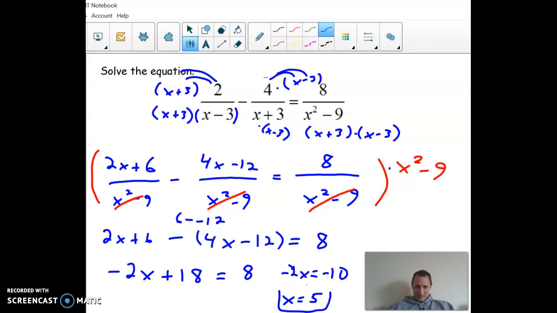All right, that one's kind of a fun one. I find kids actually do pretty good with this because they can just tell that the common denominator is going to be x squared minus 9. But, all right, hopefully that helps. Sorry for the poor handwriting there.